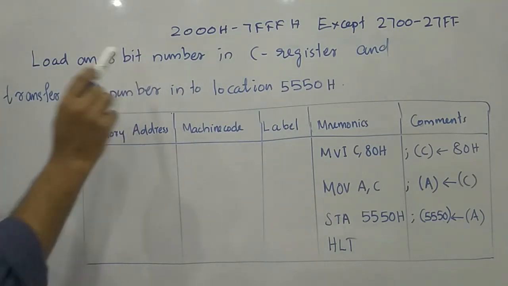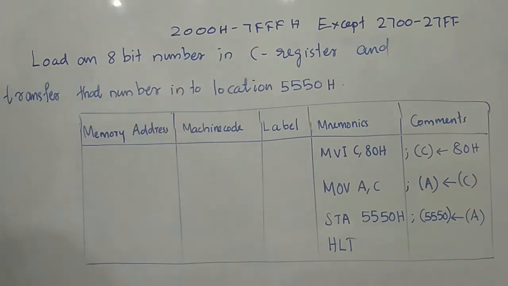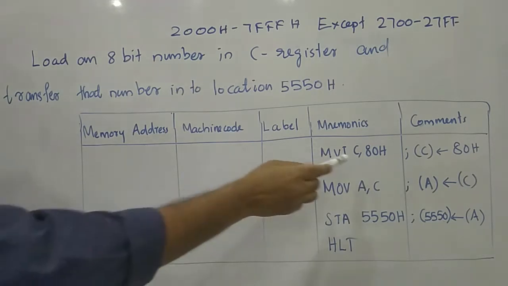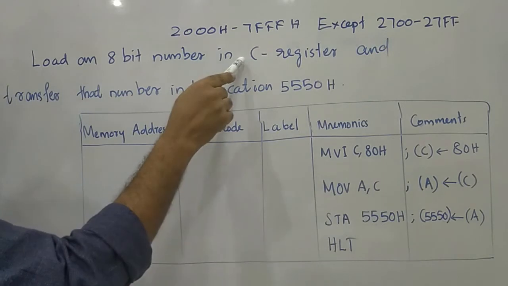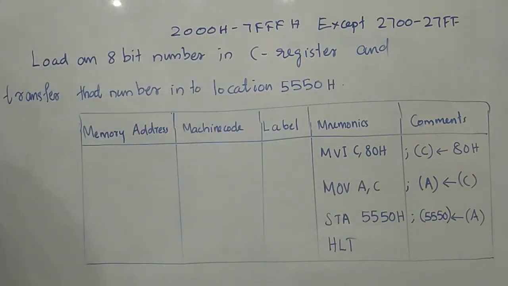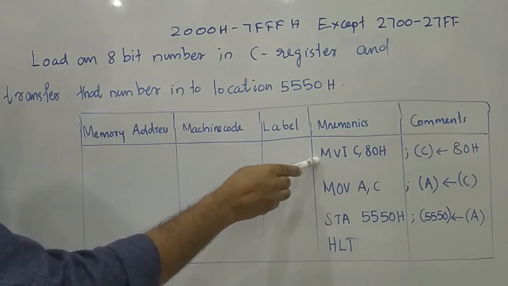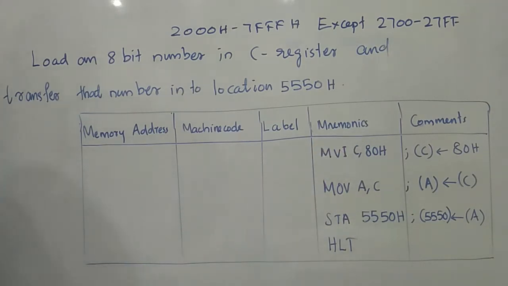So first of all, let's see the program. Here the problem is to load an 8-bit number in C register. We don't know the number, that you can decide. Say I am taking the number as 80. 80 I need to move into C register, then that number I need to transfer into this location. So first of all, we need to use immediate addressing mode, that is MVI C, 80H.